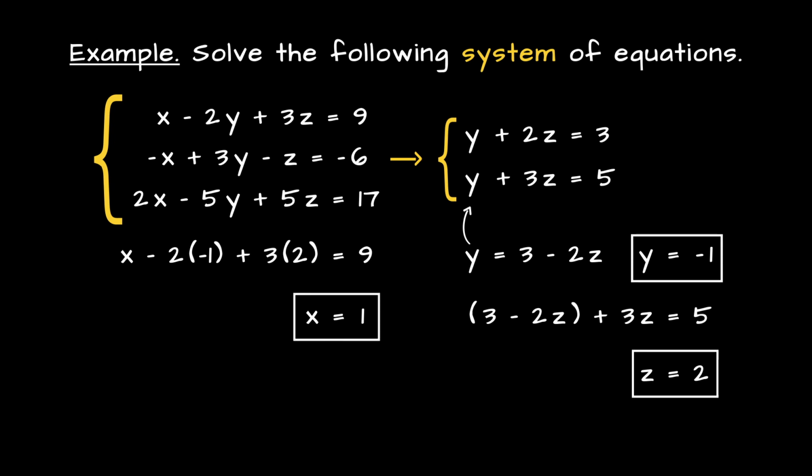And so we've shown that our system has a unique solution. It's the point x equals 1, y equals negative 1, and z equals 2. And it's a nice exercise to check for yourself that when you substitute x equals 1, y equals negative 1, and z equals 2 into any one of our three original equations, it will make each of those equations true.